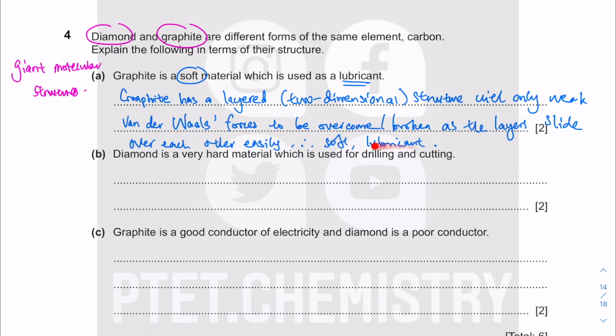Kind of repeating the question, so I don't want to talk too much about it, but layer structure means the layers can slide over each other, and that's why you are only breaking the weak van der Waals forces, just intermolecular forces. Make sure you know that we are breaking this, not the covalent bonds, because we are not talking about melting and boiling. We're talking about another aspect of the properties of graphite.